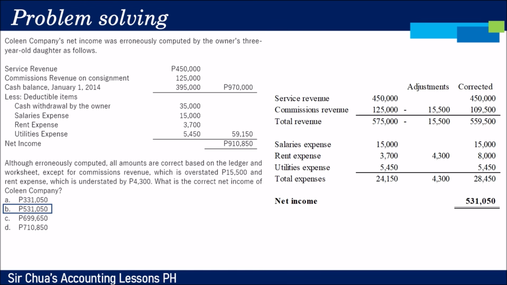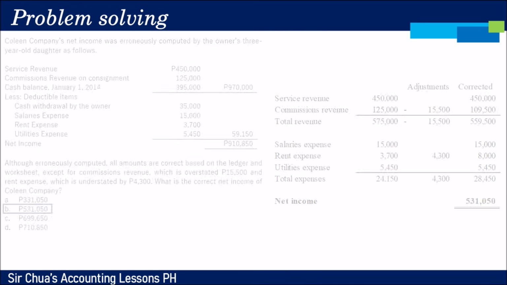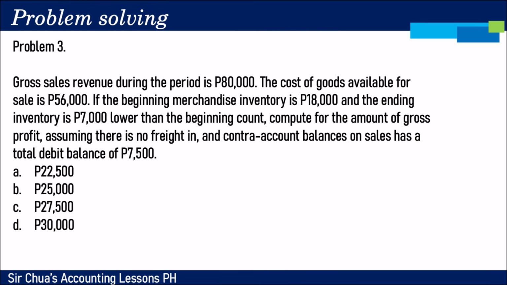Okay, so that's it. And then problem number 3. Gross sales revenue during the period is 80,000. Cost of goods available for sale is 56,000. If the beginning merchandise inventory is 18,000 and the ending inventory is 7,000 lower than the beginning count, compute for the amount of gross profit assuming there is no freight in and contra account balances on sales has a debit balance of 7,500. Okay? So, pause the video and then compute for the amount, solve the problem, then play again for the solution.